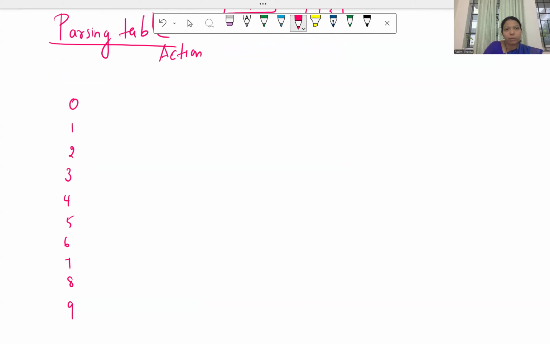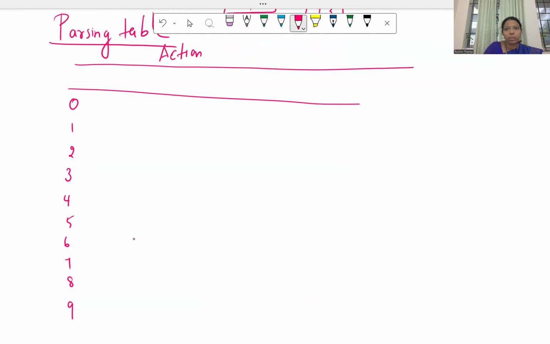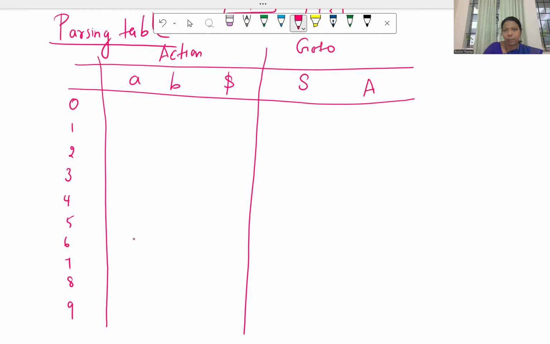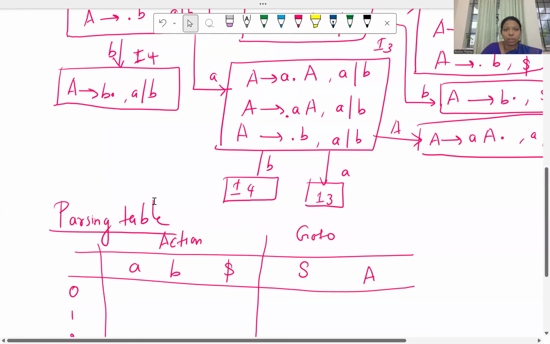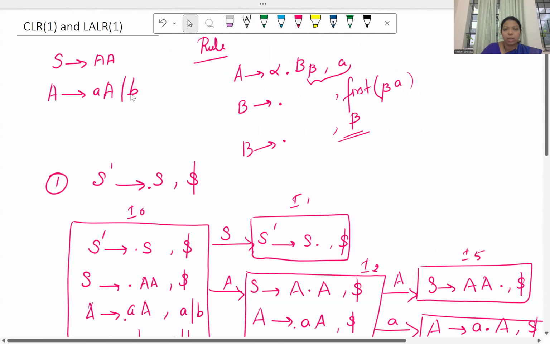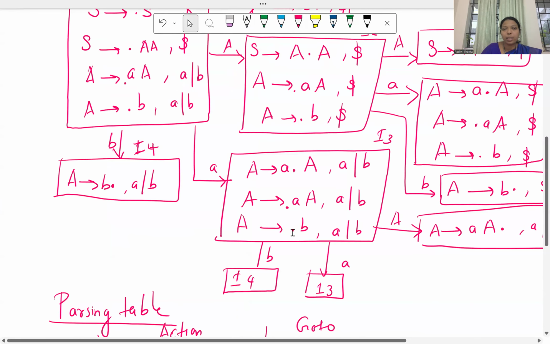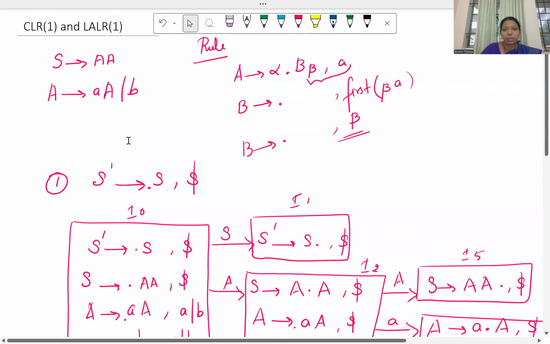In the action part we will be writing all the terminals. So what are the terminals here? In the context-free grammar, if you check, we have a and b. So don't forget to add the dollar. The next part in the column is go to. In the go to, we have the non-terminals, that is S and capital A. If you see your context-free grammar, the terminals are small a and small b. Along with that, you have to add the dollar. We have added these, and the non-terminals are S and A. So we have written both.